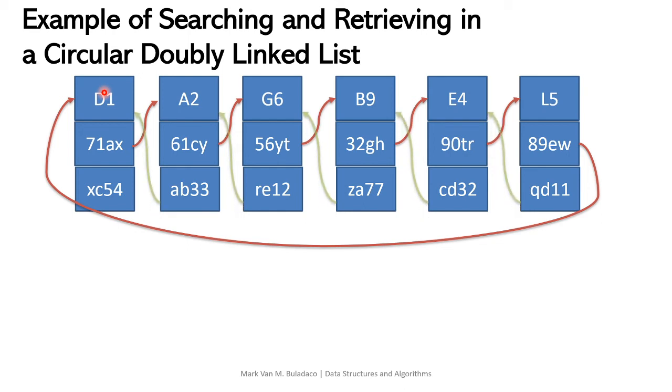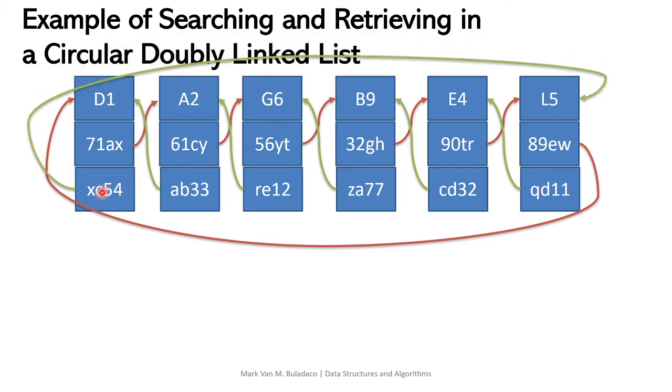And then for the third field, as I've said, the third field is referring to the previous info. Okay? And then the prev field of the head node is referring to the info field of the tail node. Yan. So, okay, this is the info, next, and prev.